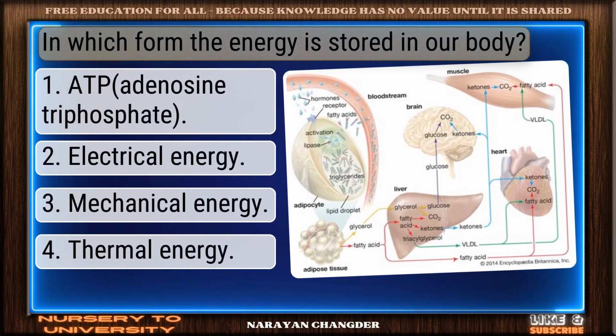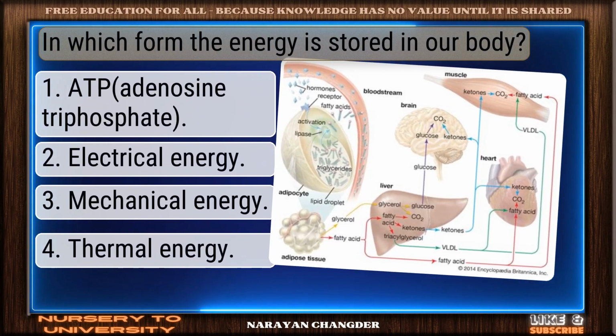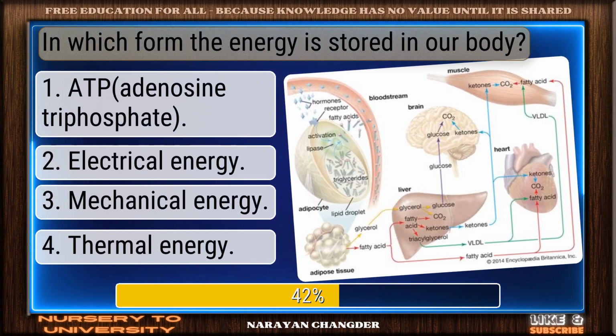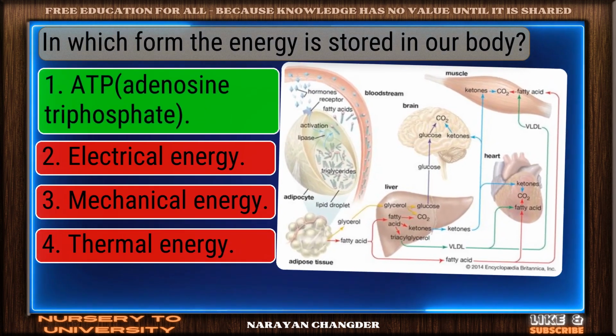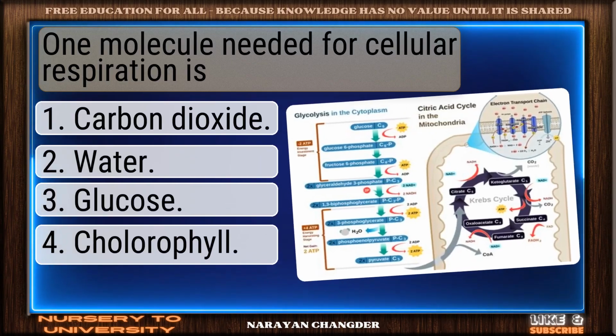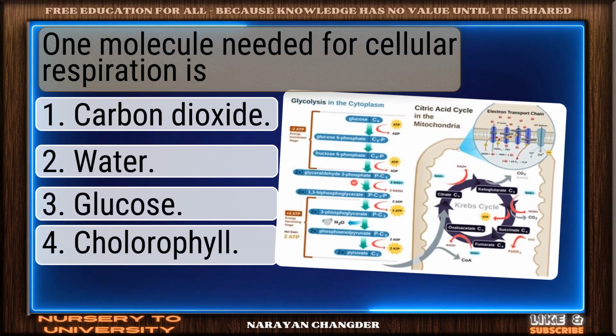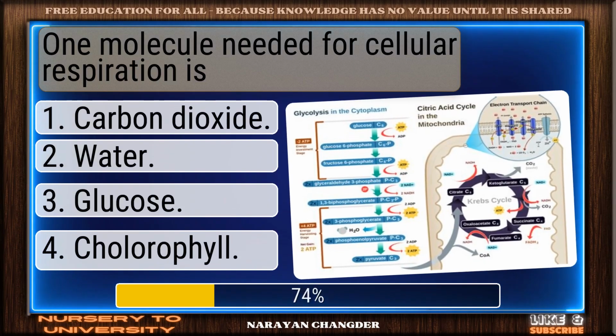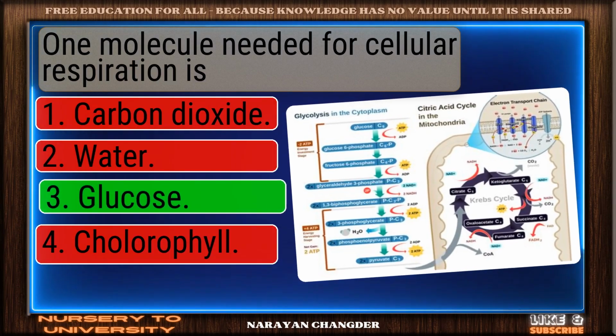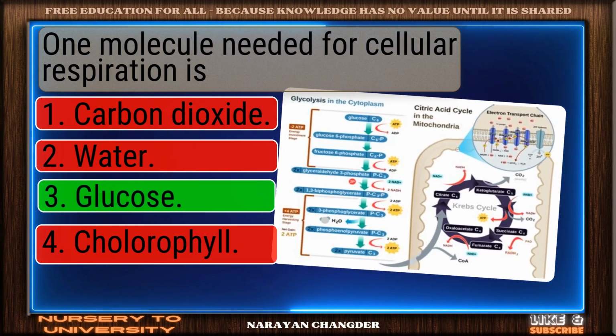Question number 3. In which form is the energy stored in our body? Good job. Your answer ATP works well here. Question number 4. One molecule needed for cellular respiration is. Right choice. Glucose is the best answer.